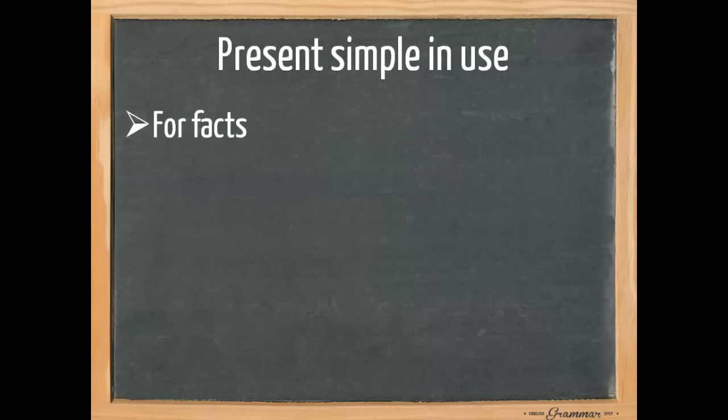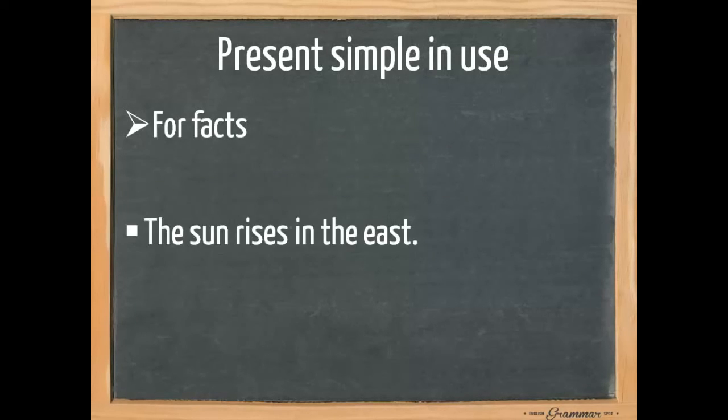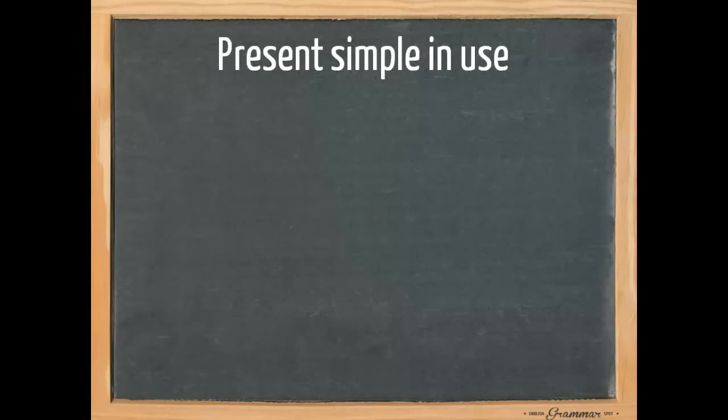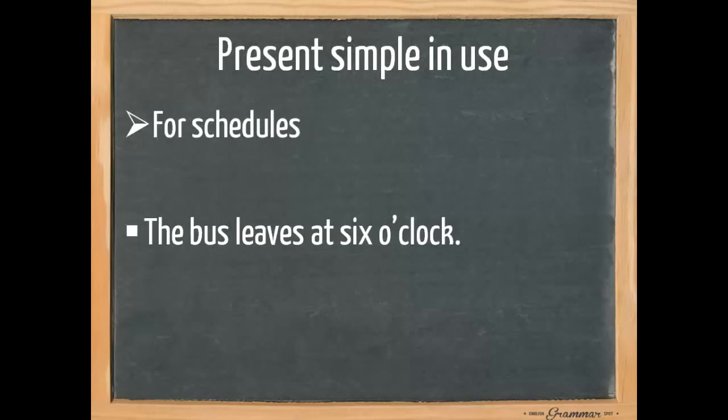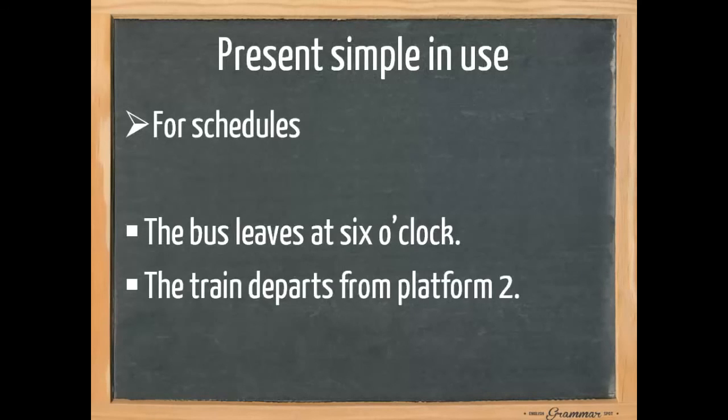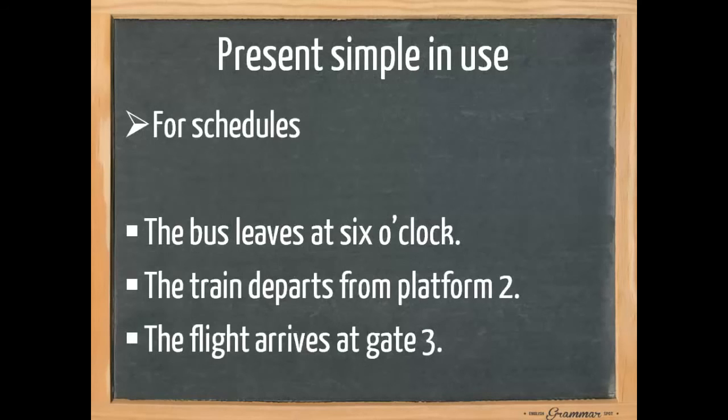We also use the present simple for facts. The sun rises in the east and plants need water. Finally, we use the present simple for schedules. The bus leaves at 6 o'clock. The train departs from platform 2. The flight arrives at gate 3.